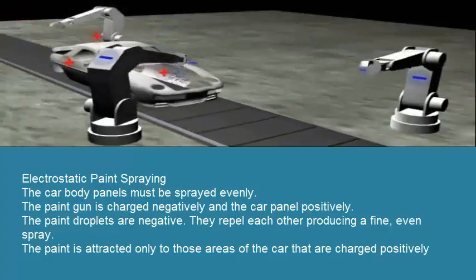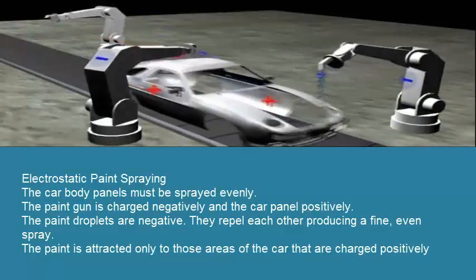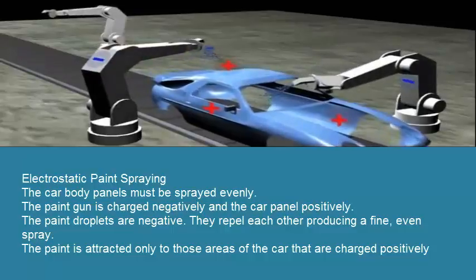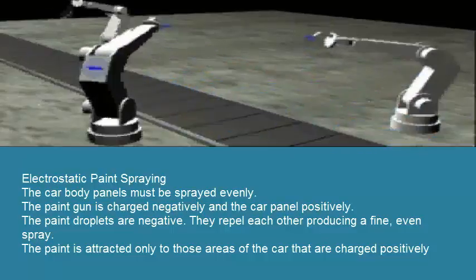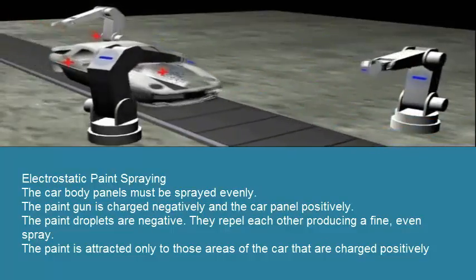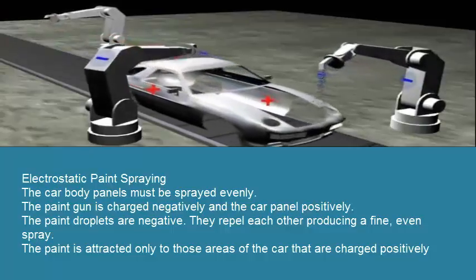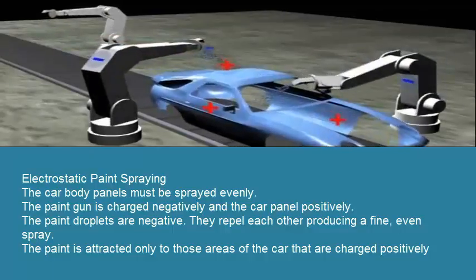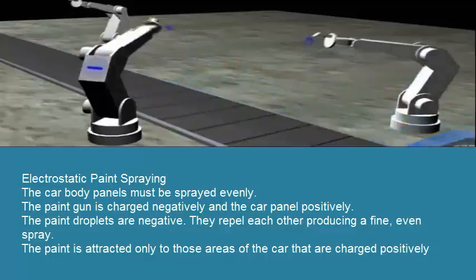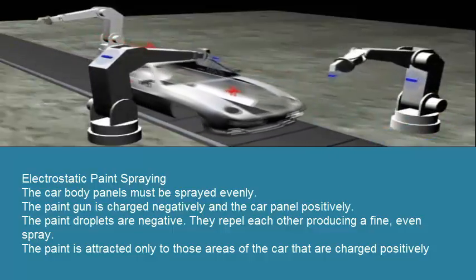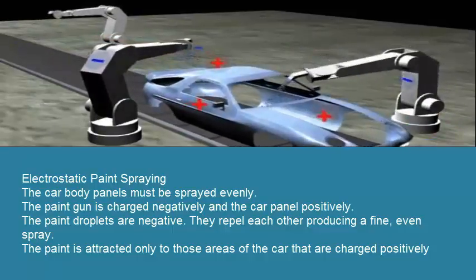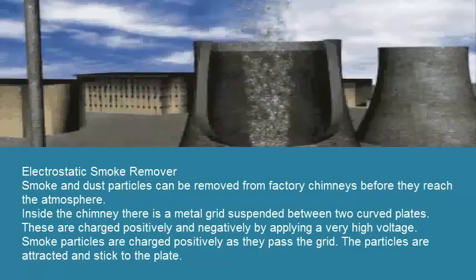Electrostatic paint spraying. The car body panels must be sprayed evenly. The paint gun is charged negatively and the car panel positively. The paint droplets are negative. They repel each other, producing a fine, even spray. The paint is attracted only to those areas of the car that are charged positively.